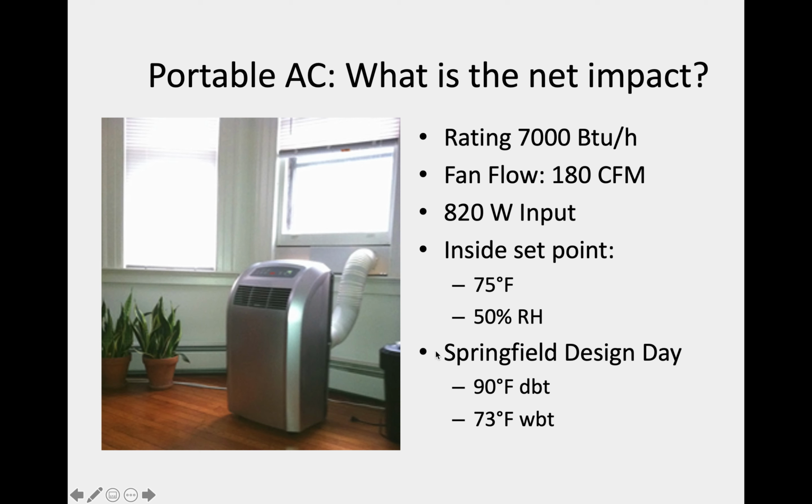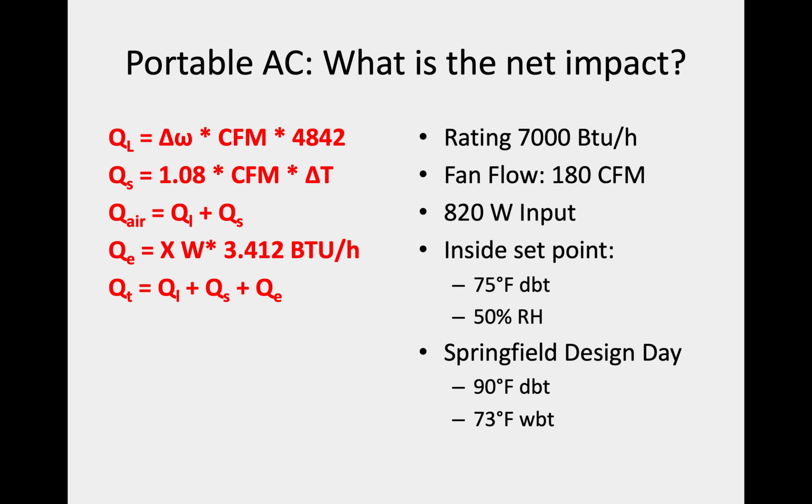So we're going to take our standard assumption of standard air for now. And so it's 75 degrees Fahrenheit at 50% relative humidity. We're going to use that throughout. And we're going to say that this thing is in Springfield. I looked up the Springfield design conditions, and that is 90 degrees Fahrenheit dry bulb temperature and 73 degrees Fahrenheit wet bulb temperature. And that gives us the information we need to find that state point on the psychrometric chart.